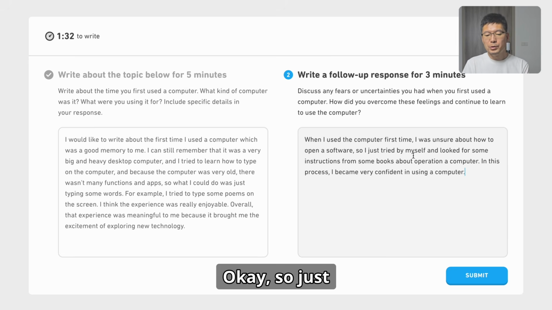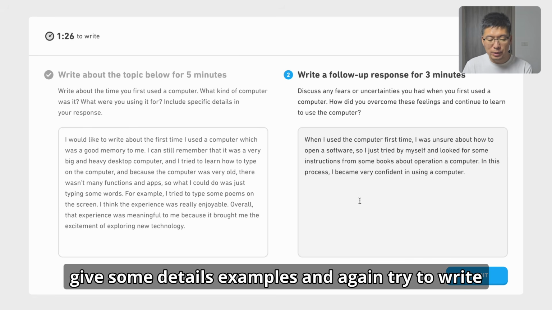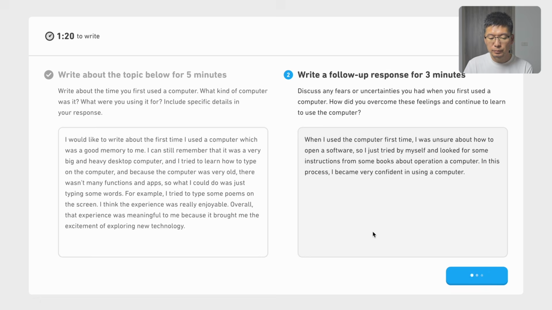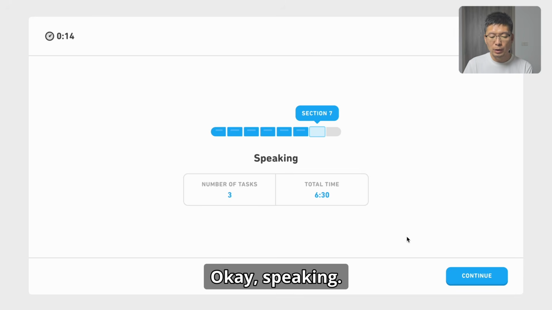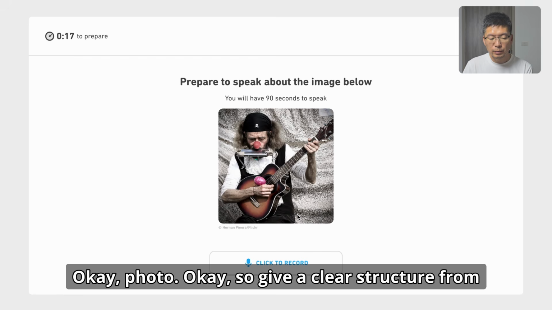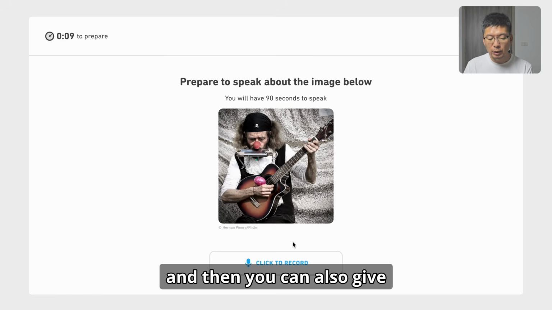Okay, so just don't be off the topic, just answer the questions and give some details examples, and again try to write as much as possible in the real test. Okay, speaking. Okay, photo. Okay, so give a clear structure from the person, details, background, and your comments, and you can also give some predictions like that.